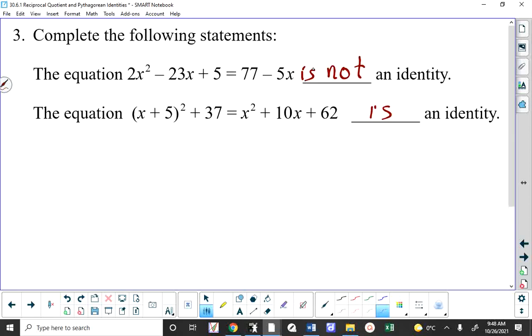So, any questions on what an identity is? Any questions about anything we've covered so far? Because things are about to, as they say, get real here. It's going to get complicated quickly.